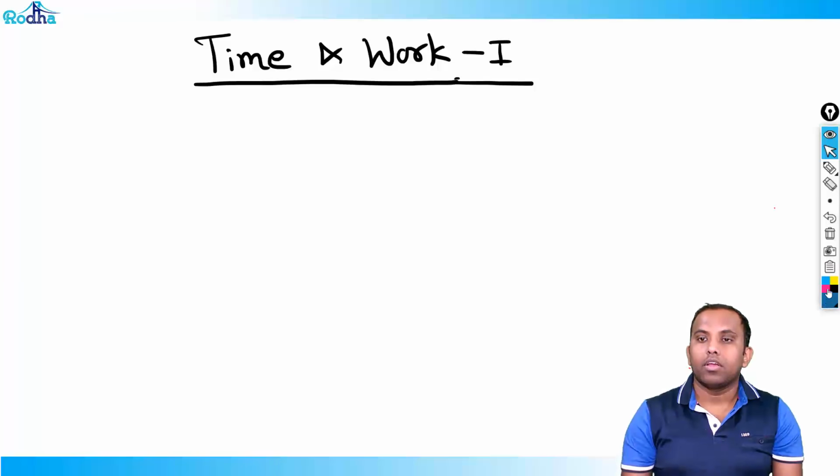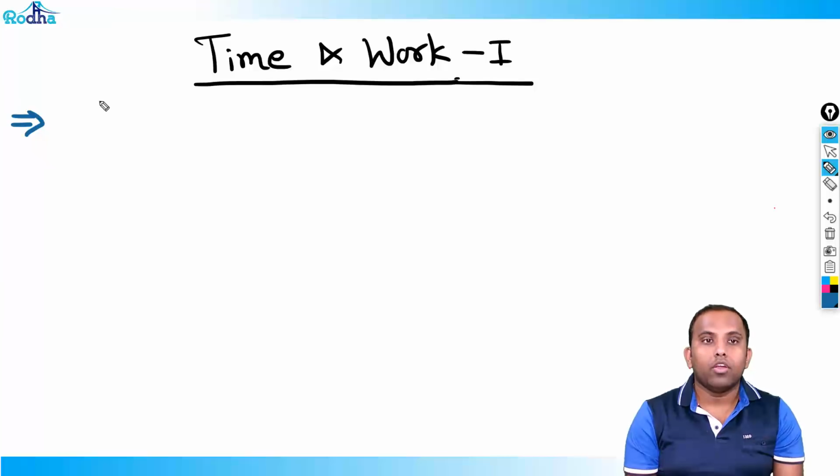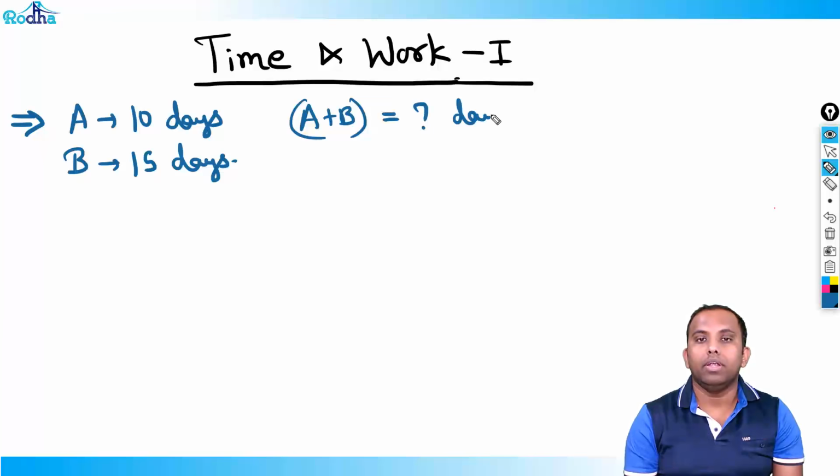Okay, so let's start time and work. Again, we'll see in this chapter also all the best possible way to solve the questions and best possible methods. Now let's say A is a person and he can do a work in 10 days. B is a person and he can do the same work in 15 days, right? So A and B together, I'm writing A plus B, will do the work in how many days?